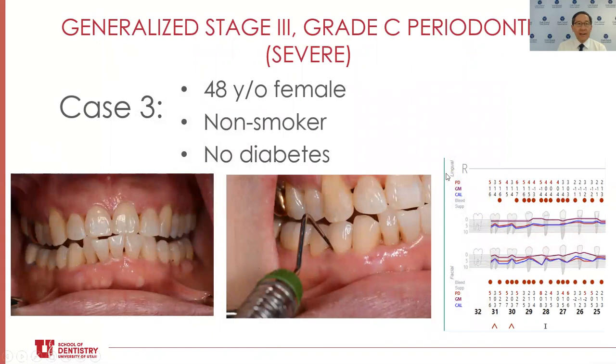So let's look at an example of a stage 3 grade C periodontitis. This is a patient who's a 48-year-old female. She doesn't smoke, she doesn't have diabetes. If you look at the condition on the distal of number 28, that is an 8 millimeter probing depth, which is noted here, gingival margin at the CEJ. So we have an attachment level of 8 millimeters. So we're definitely beyond that 5 millimeters of clinical attachment loss. So this alone puts your patient into a stage 3.